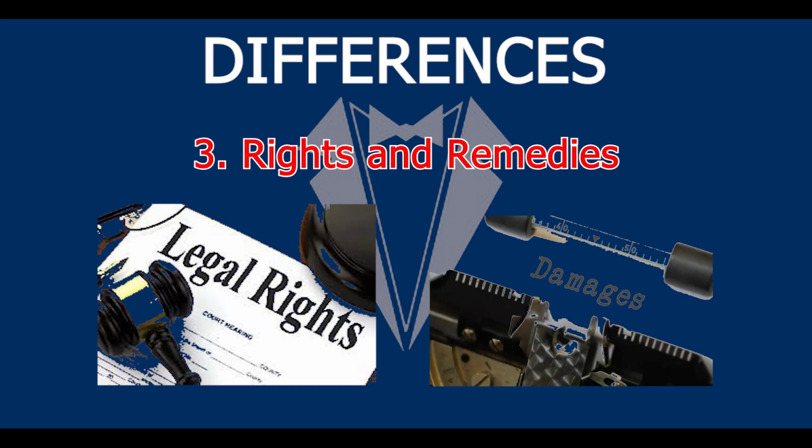Rights and remedies. Substantive law defines legal rights and entitlements. It prescribes remedies for violations such as damages, injunctions, or specific performance. But procedural law ensures due process and fairness in legal proceedings. Procedural law governs the mechanisms for seeking redressal and enforcing substantive rights.